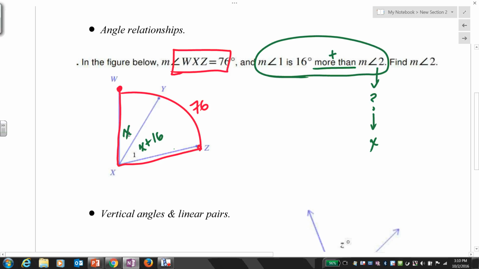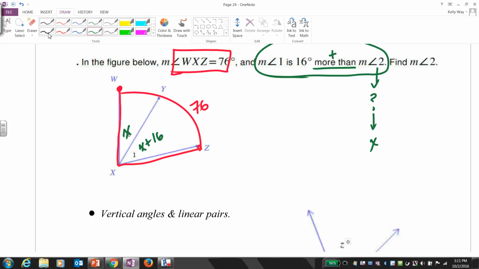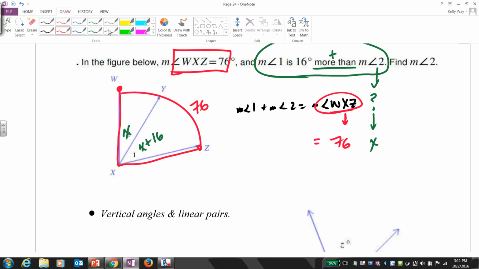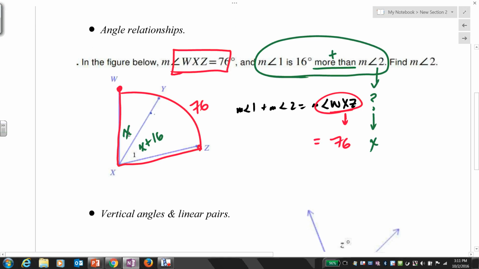We ultimately want to find the measure of angle 2. Well, let's look at what we have here. We know that the measure of angle 1 plus the measure of angle 2 equals the measure of angle WXZ. Now we're going to circle, plug, check. WXZ is 76. And then we have here angle 1 is x plus 16 plus angle 2, which is simply x.